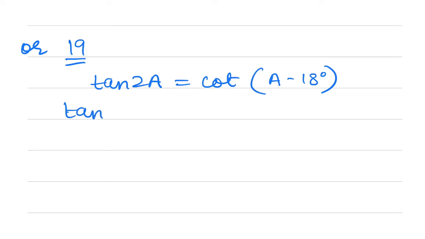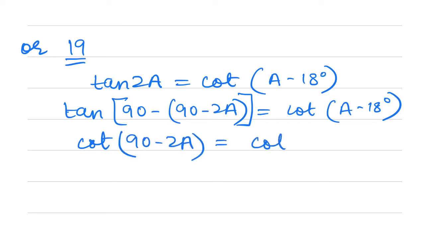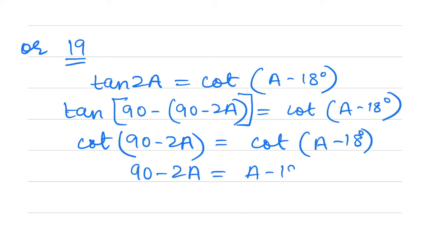So now tan 2a I can write down as tan(90 minus twice a) is equal to cot(a minus 18). Now tan(90 minus theta) is cot theta. So cot(90 minus 2a) is equal to cot(a minus 18). Now on comparing both the sides, we have 90 minus 2a is equal to a minus 18.